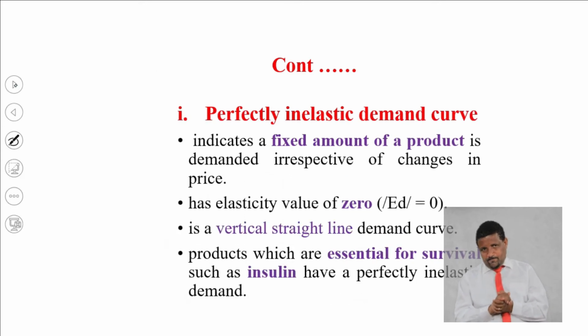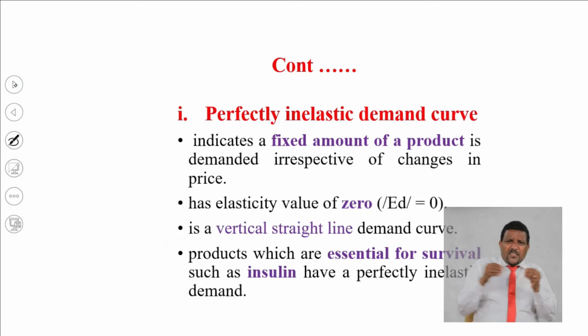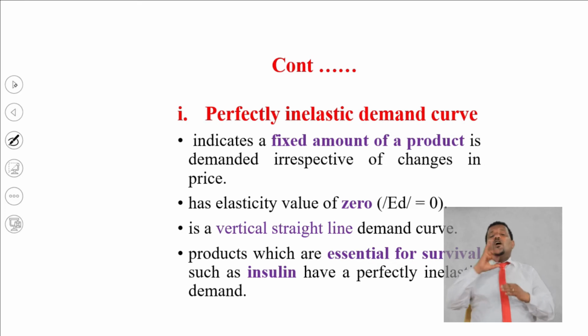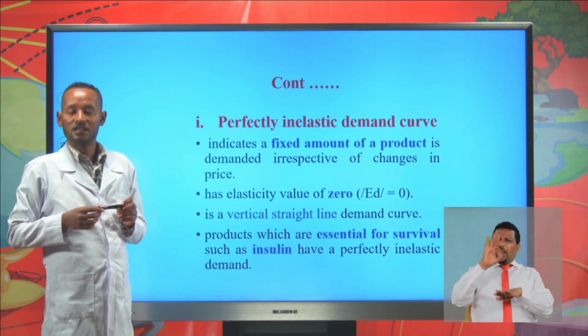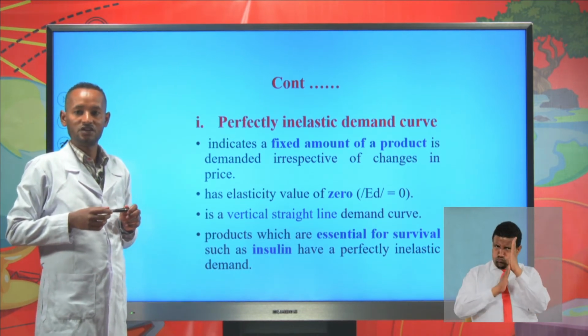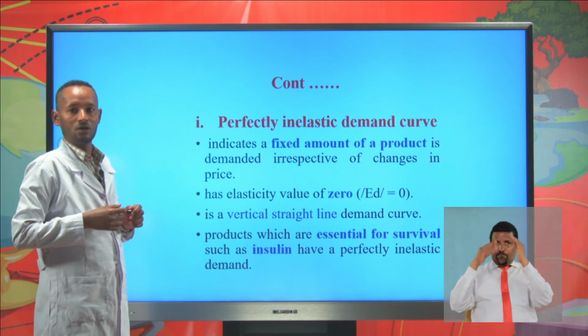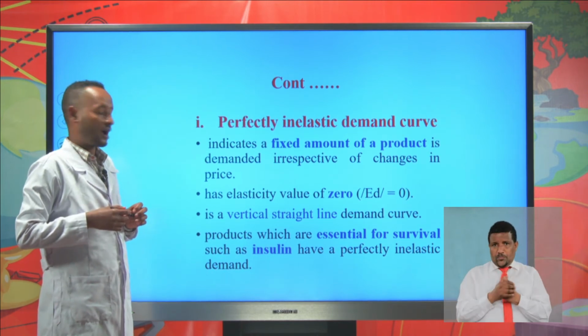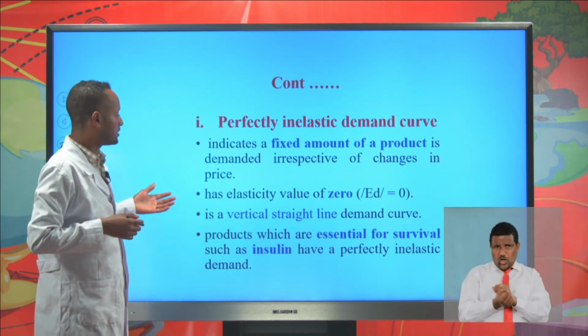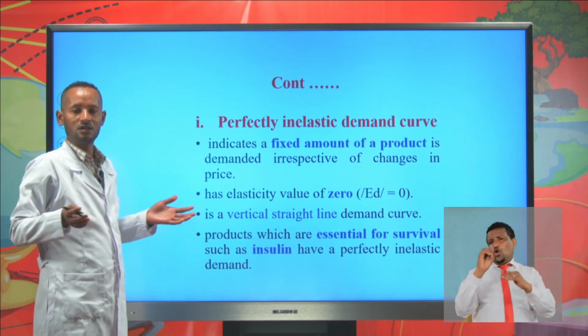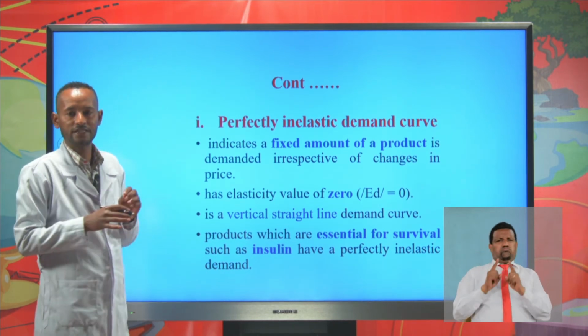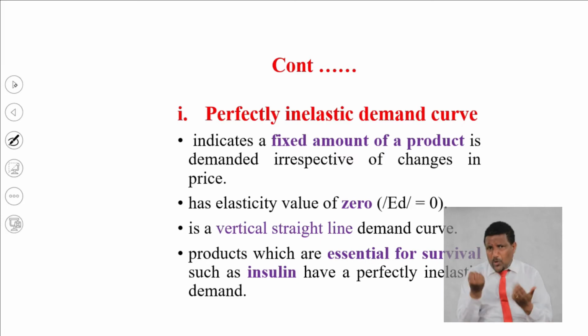The perfectly inelastic demand curve is a vertical straight line demand curve, and it indicates that a fixed amount of a product is demanded irrespective of changes in price of a commodity. Even though there is a large change in price of a commodity, the resulting change in quantity is zero. This means the buyer will not respond at all to any change in price of a commodity.